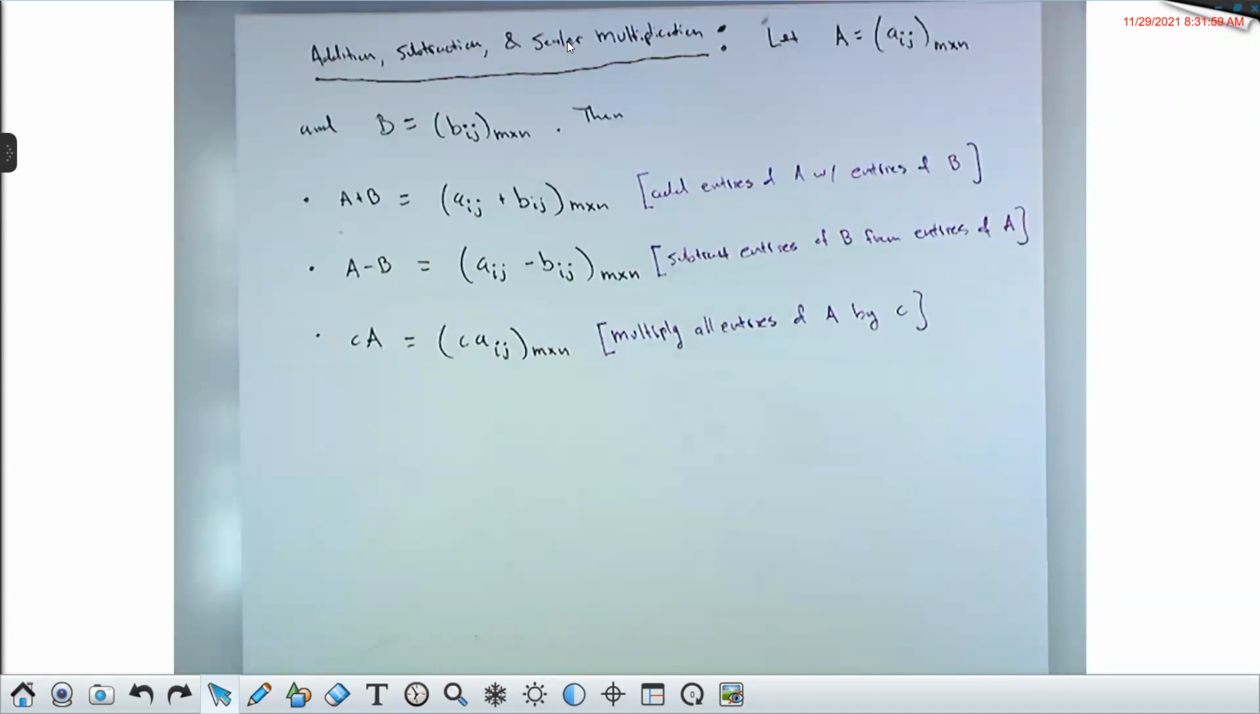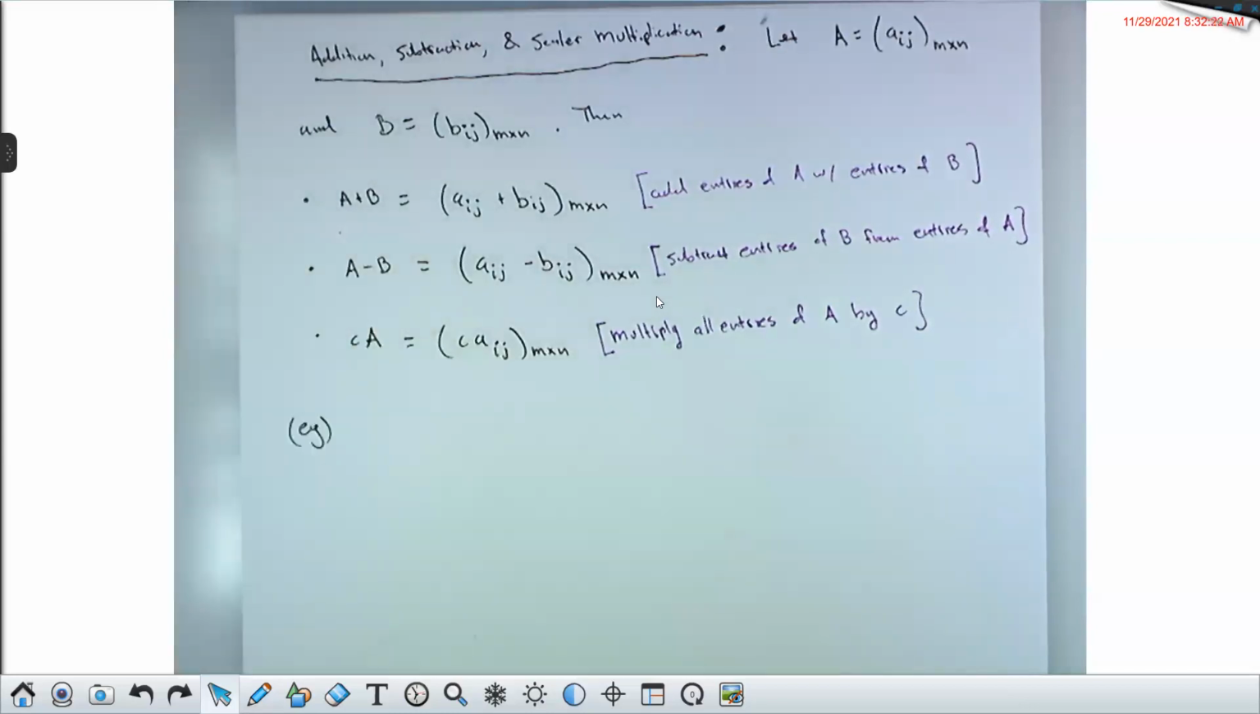So some examples. Or maybe before we even say that, to add two matrices together, or to subtract two matrices from each other, they have to be the same size. Right? These are both m by n matrices. So in order to do either of these operations, just like in order for two matrices to be equal, they have to have the same number of rows and the same number of columns.